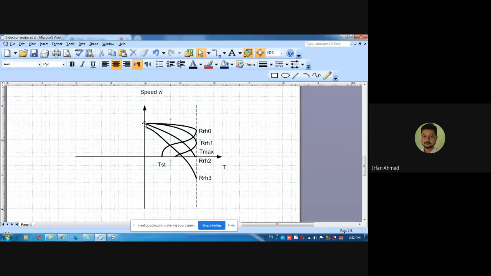And this motor can run above the synchronous speed only because of an active load. The load causes the motor to run at a speed above the synchronous speed. Then only we can use regenerative braking. Okay?